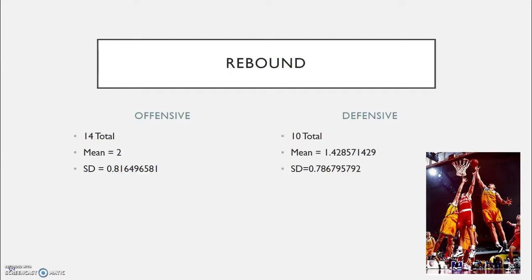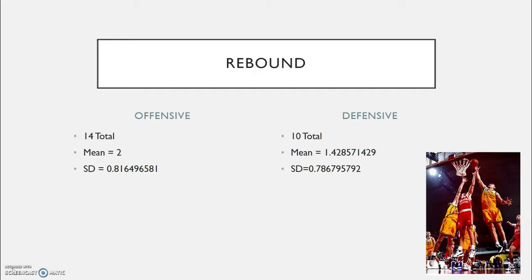So, rebounding. The total amount of rebounds completed in the game were 24, meaning 14 being offensive and 10 being defensive. The mean of offensive rebounds was 2, and the mean of defensive rebounds was 1.4. This shows that more people prefer to rebound offensively than defensively. This might be due to gaining an advantage.